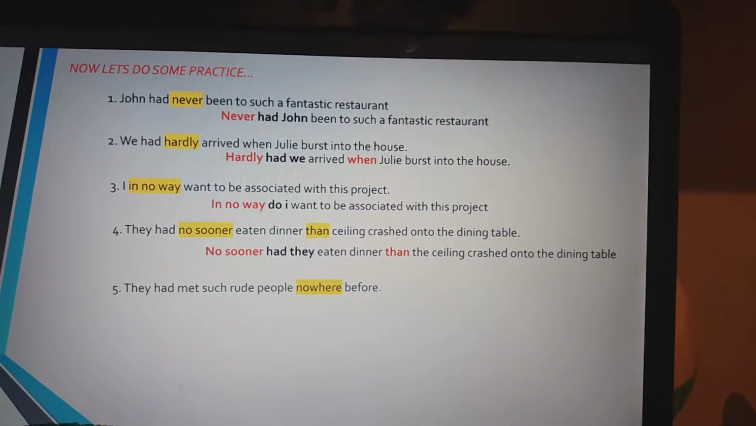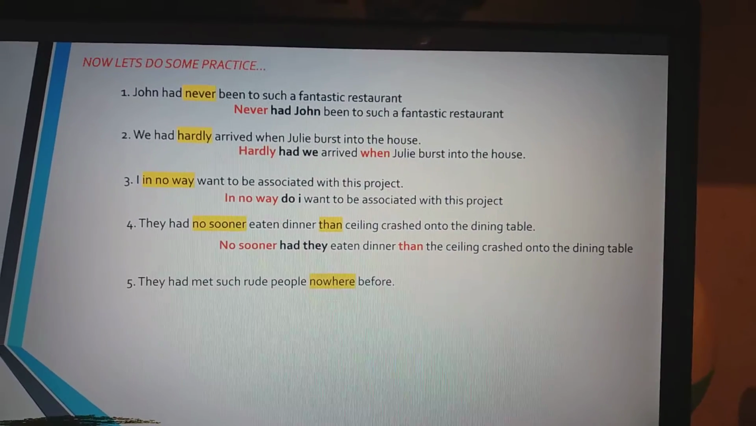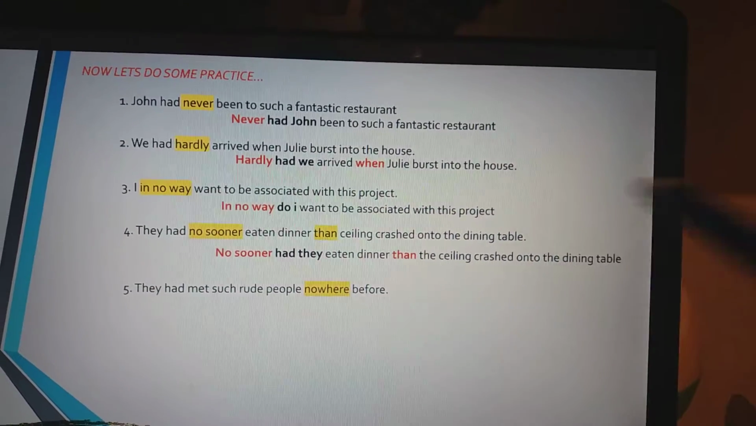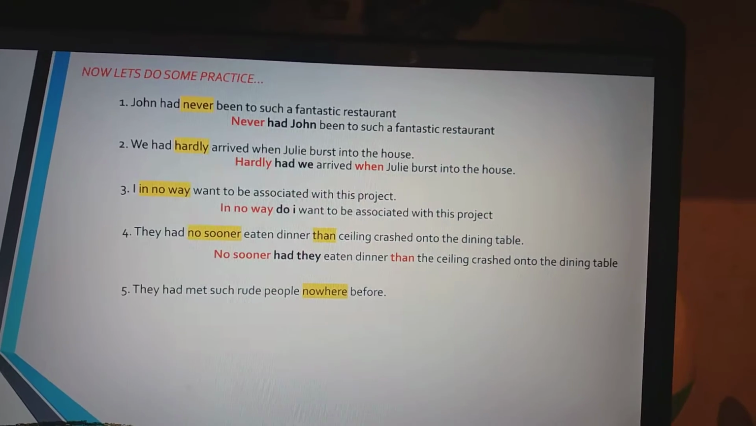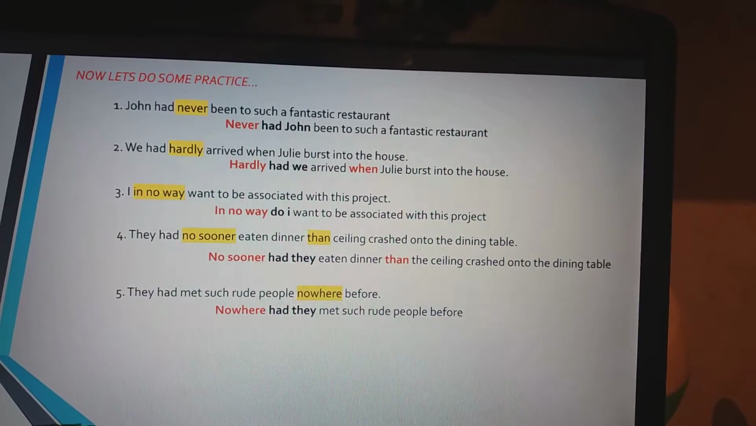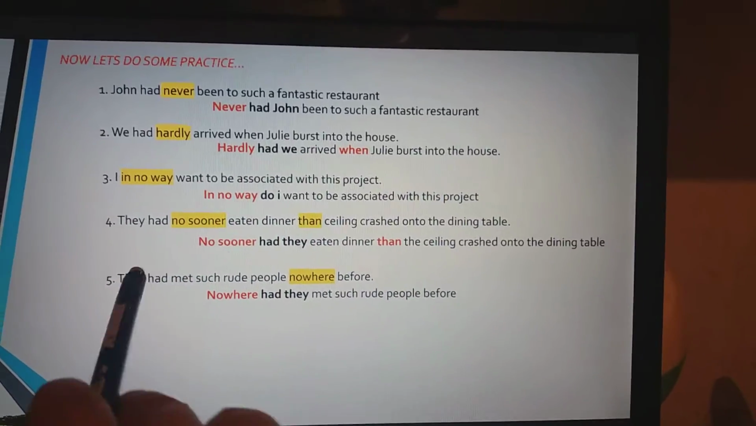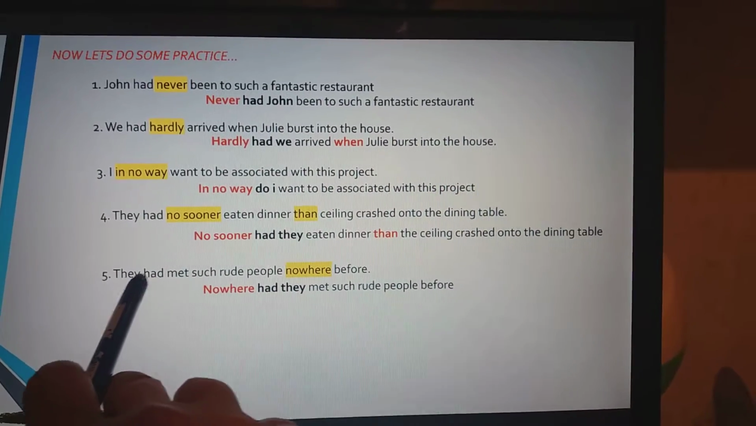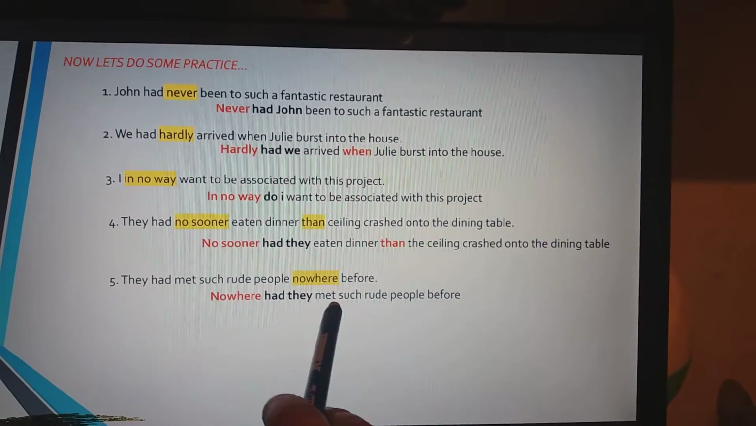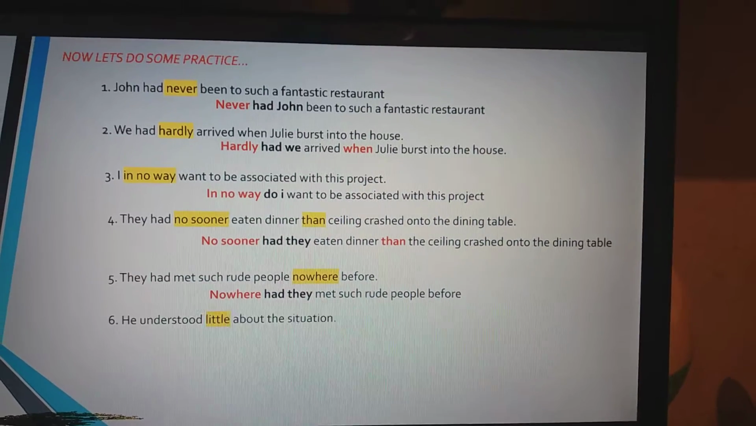They had met such rude people nowhere before. Nowhere, this is the expression. Nowhere had they met such rude people before.